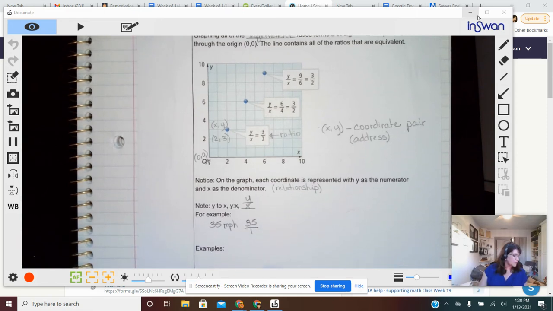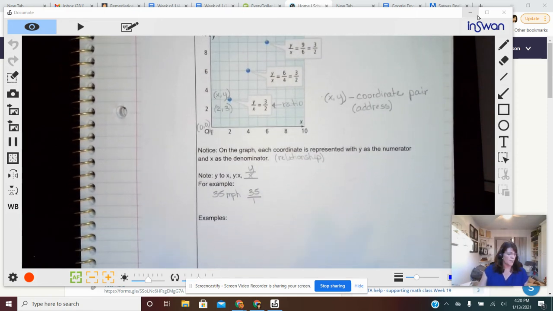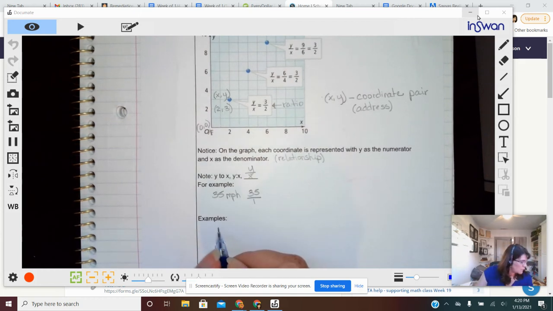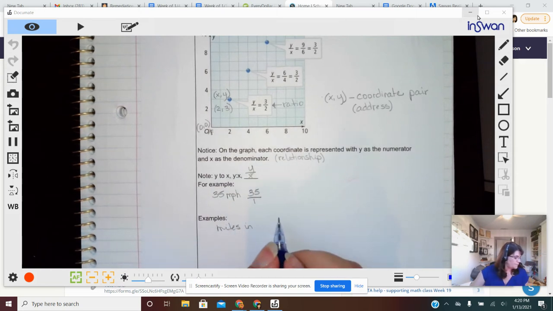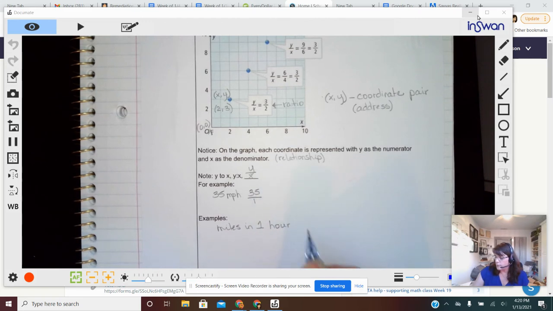Now, some of the examples that we use are the same thing as we used when we were doing rates. Miles in 1 hour, miles per hour. This is probably the one, at least where we live, that we use daily. I mean, there's so many, it's really the only speed we talk about.